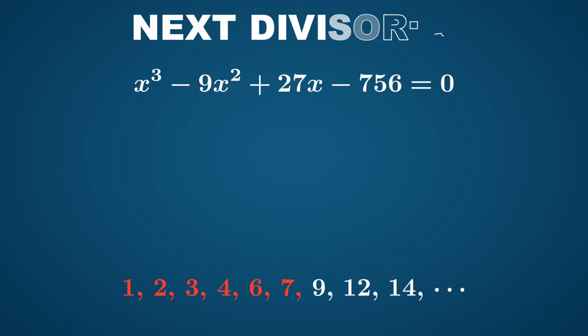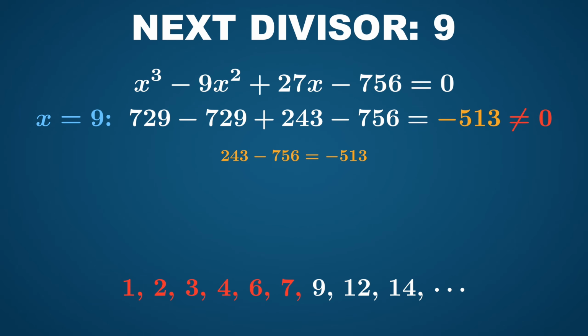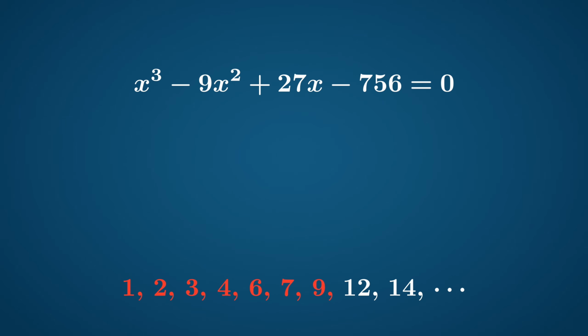The next divisor of 756 after 7 is 9, so we test 9. Here 9 cubed is 729, and 9 times 81 is also 729. Those two opening terms cancel each other out entirely. What remains is 27 times 9 minus 756 for the total. That is 243 minus 756, which equals negative 513. Much closer to 0, so we climb to the next divisor.